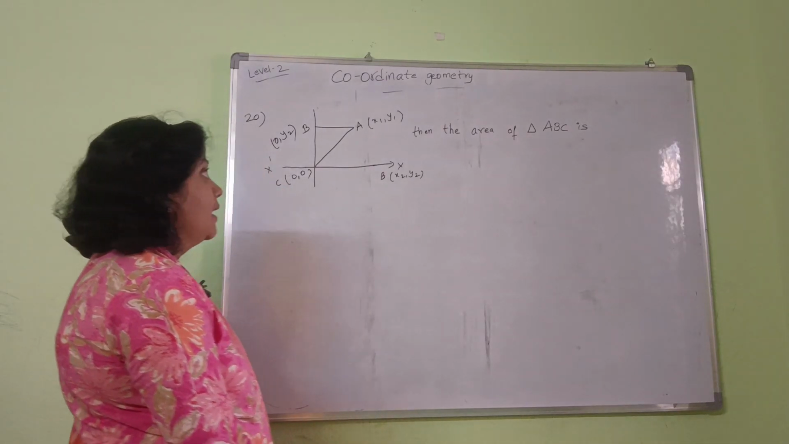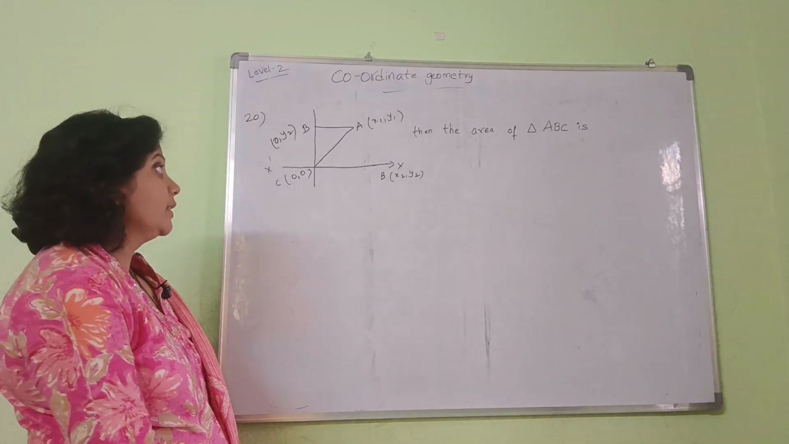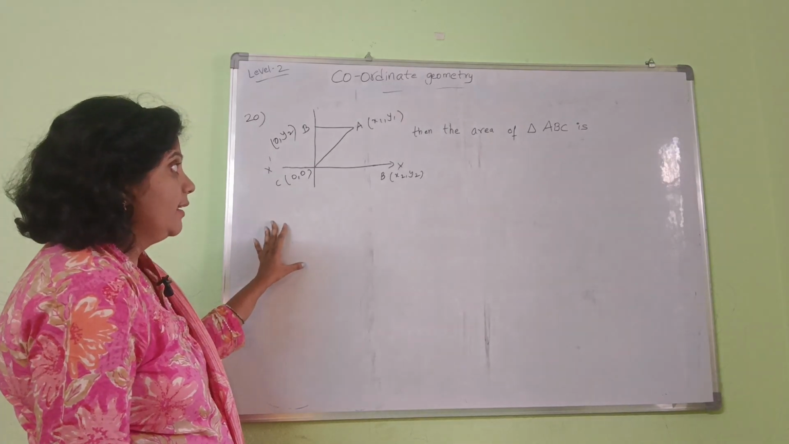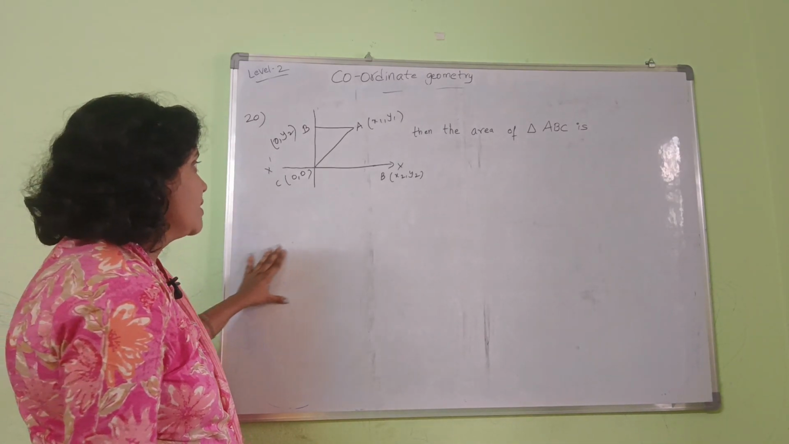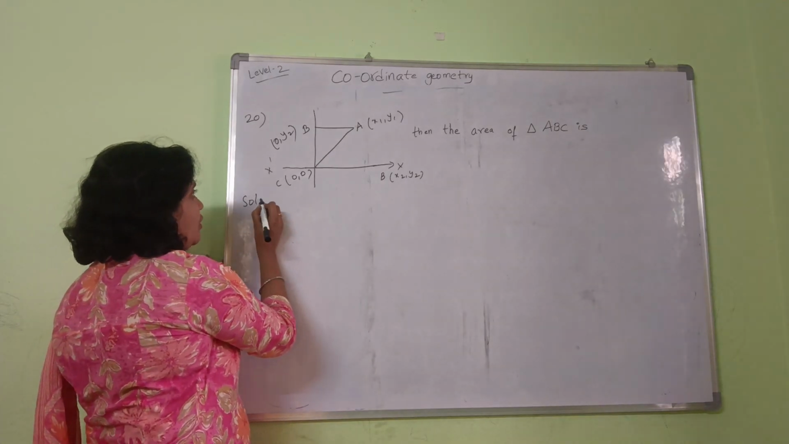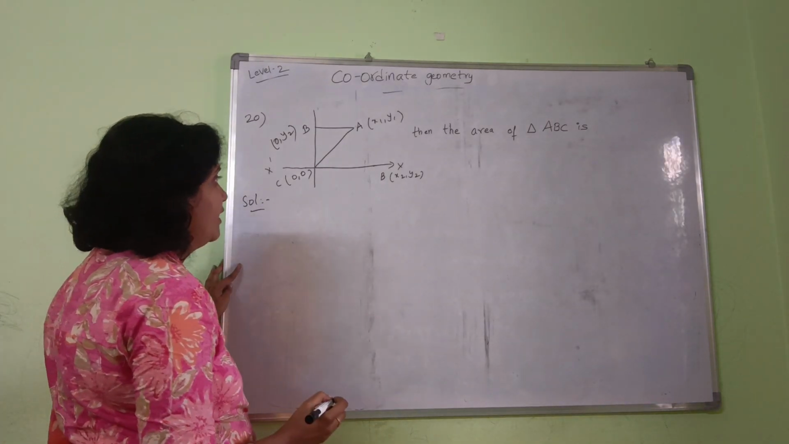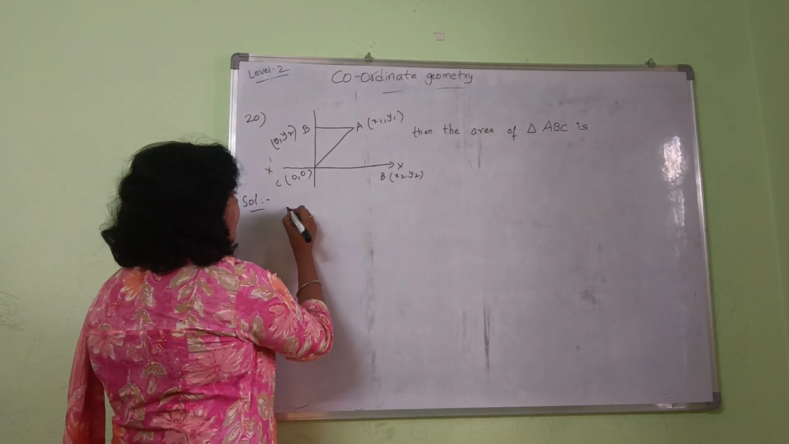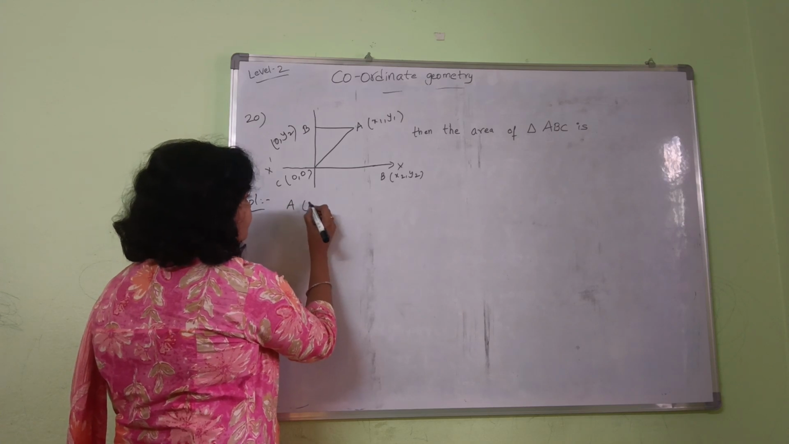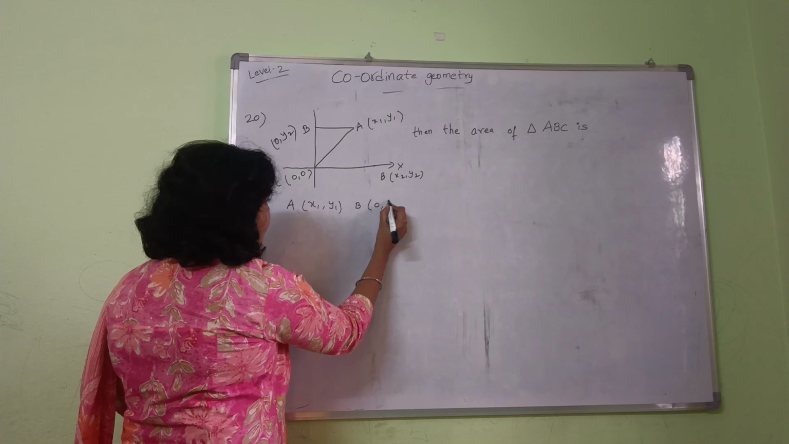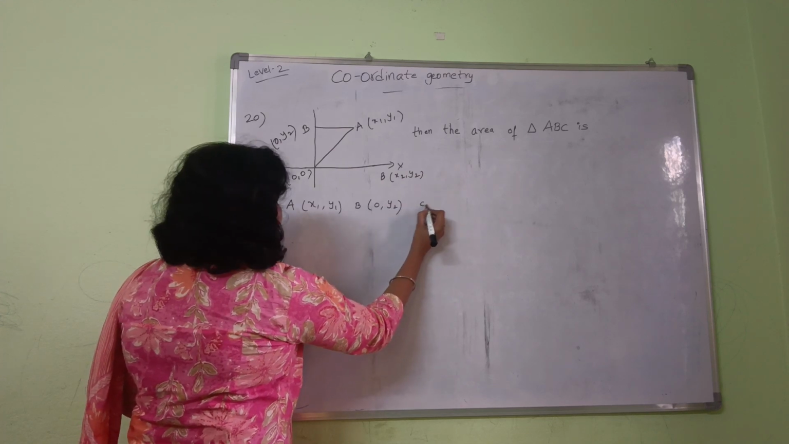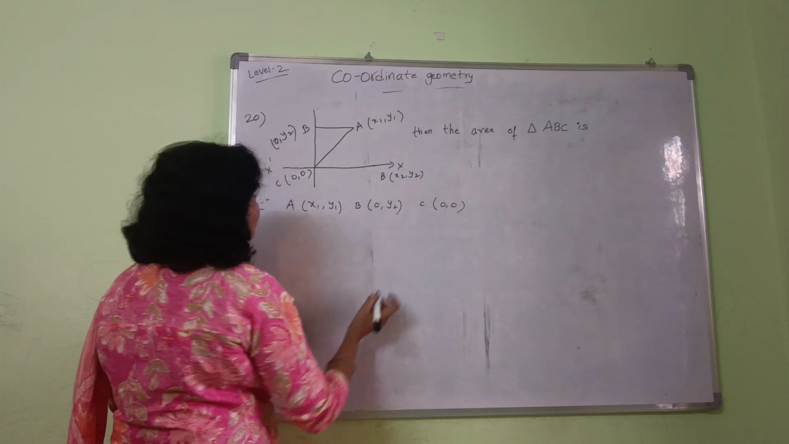Today we will discuss level 2 problems in coordinate geometry. What we need to find here, for this figure, is the area of triangle ABC. First of all, look at the coordinates. What is given? A is x1 comma y1, B is 0 comma y2, C is 0 comma 0.